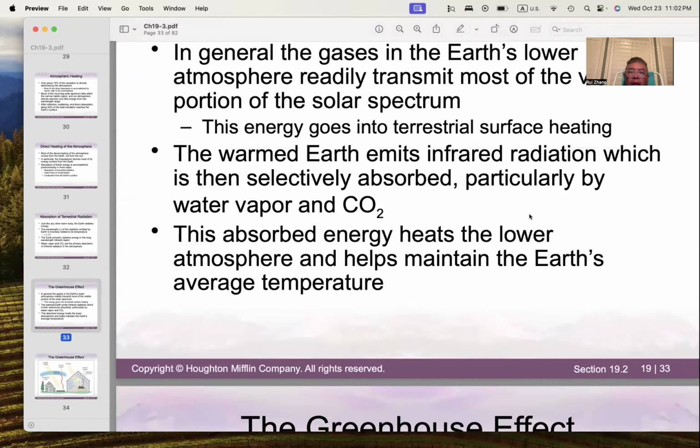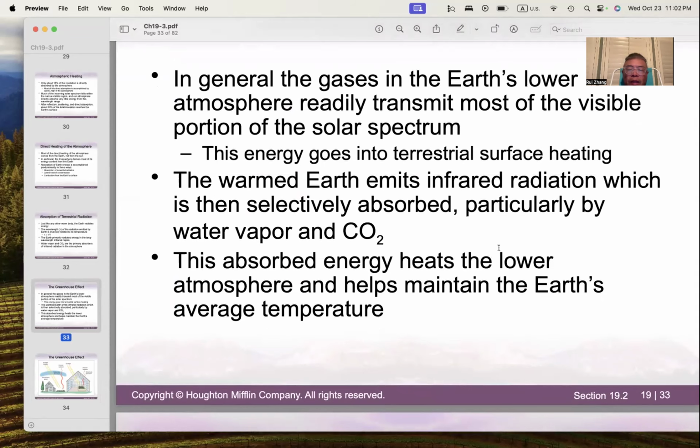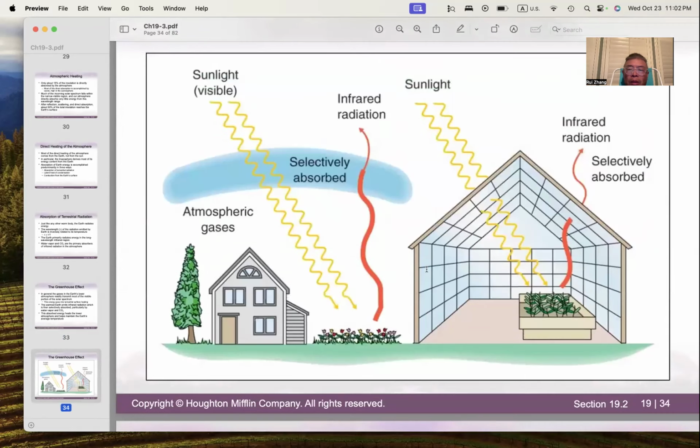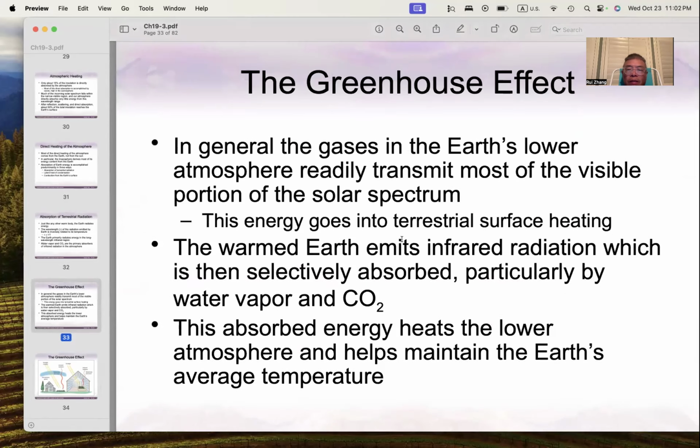Certainly, this greenhouse effect also affects the temperature of the Earth. For example, you probably heard about global warming or something. That's partially related to the greenhouse effect.